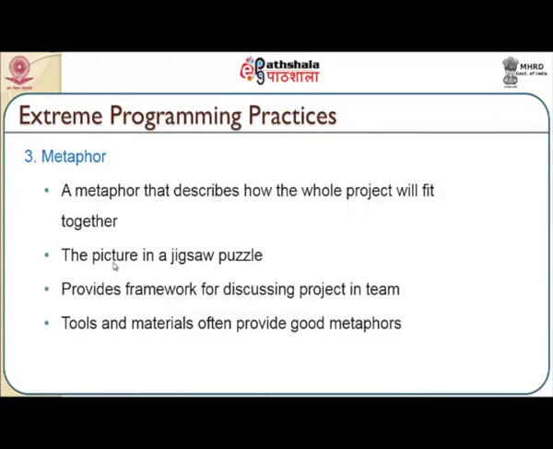The third thing he would concentrate on is the metaphor. A metaphor describes how the whole project will fit together. So the integration aspect, how it will all fit together, is concentrated in the metaphor. The picture shown on a jigsaw puzzle is a very good example of a metaphor. It provides a framework for discussing the project in a team. It requires tools and materials that a good metaphor will adopt.